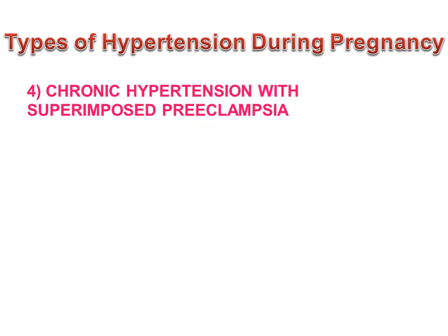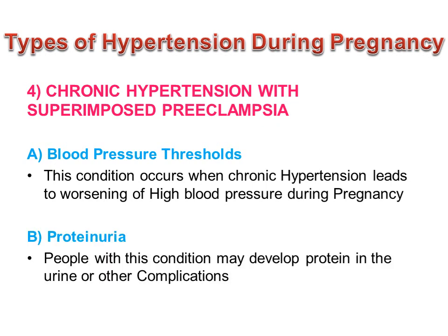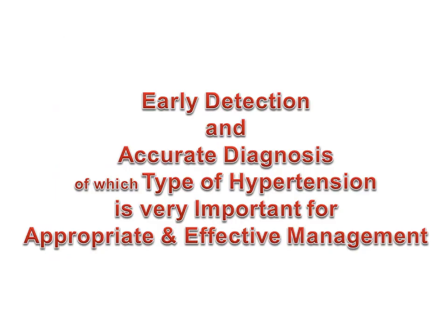Chronic hypertension with superimposed preeclampsia. This condition occurs when chronic hypertension leads to worsening of high blood pressure during pregnancy. People with this condition may develop protein in the urine or other complications. Early detection and accurate diagnosis of which type of hypertension is very important for appropriate and effective management.